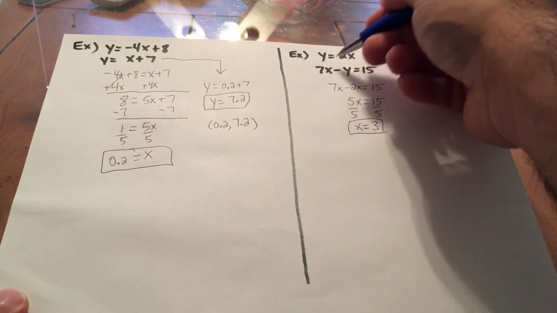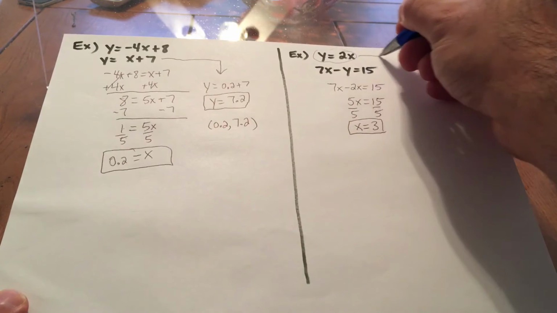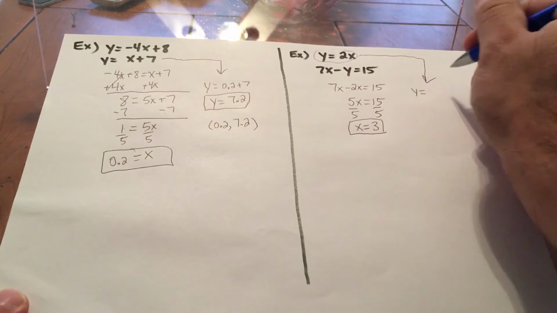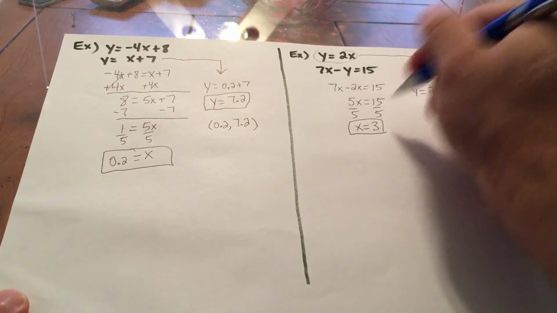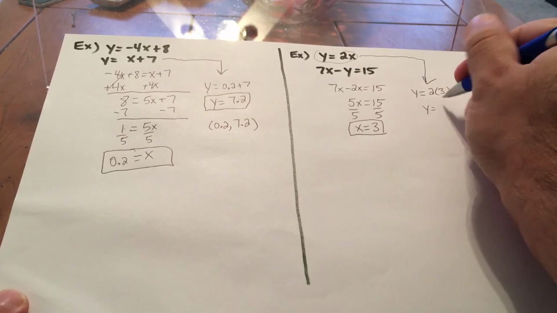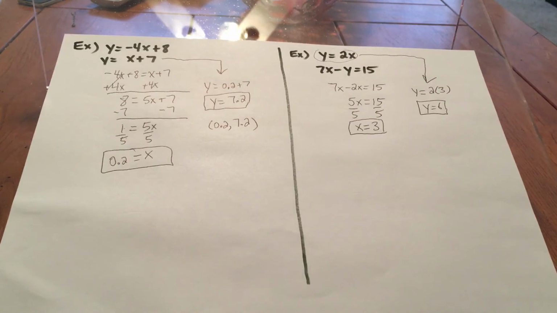Again, you can plug that x into either one of these equations, but notice this top one is going to be really easy if we plug it in there. So we get y is equal to 2x. x we found to be 3. So that's 2 times 3. So y is equal to 6. Okay? So if you have any questions on this, please bring them to class.